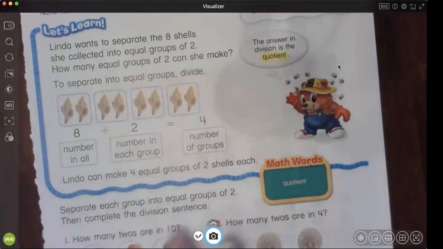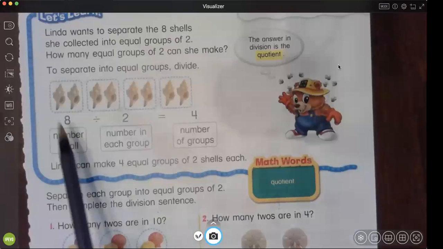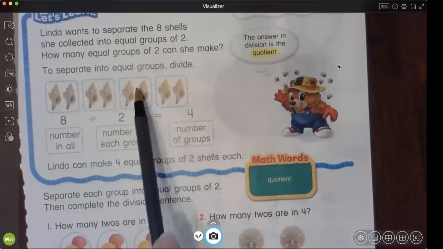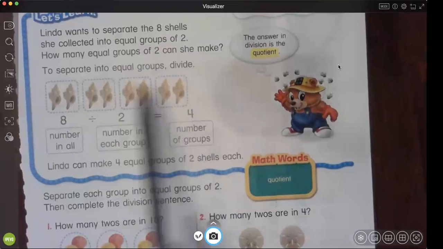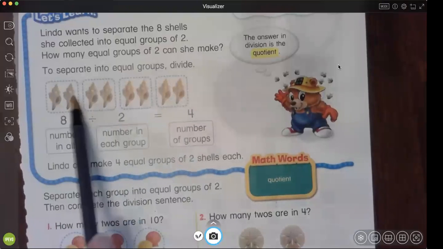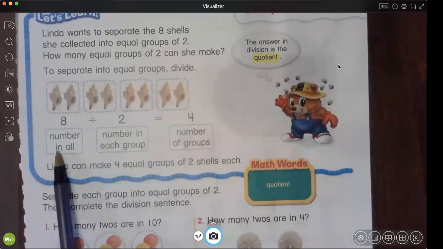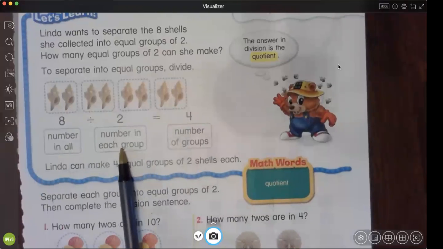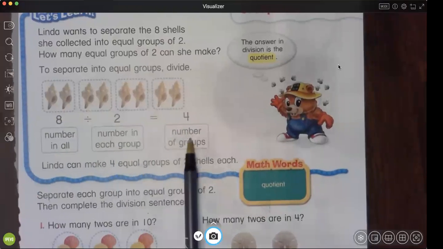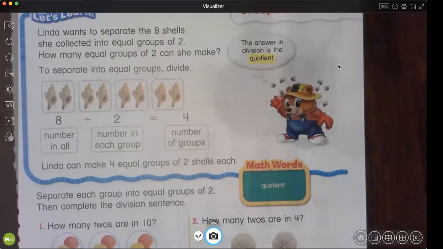So if you look here, we have 1, 2, 3, 4. So 8 divided by 2, and then you have to see how many groups, so we can make 4. So 8 divided by 2 equals 4. So we start with the number in all, the number that we're going to put in each group, and then this is the total number of groups. Okay, so Linda can make 4 equal groups of 2 shells each.